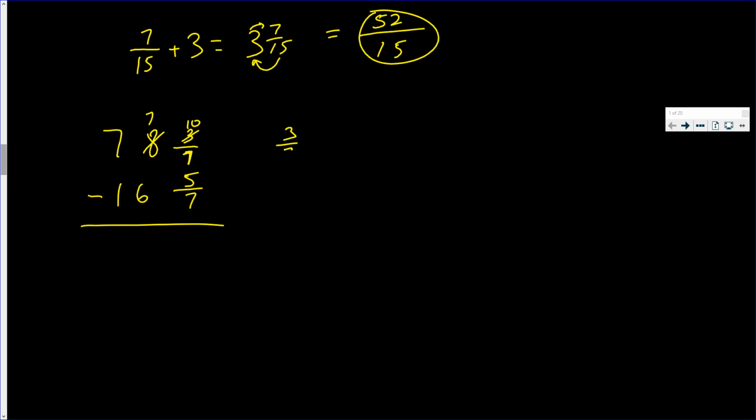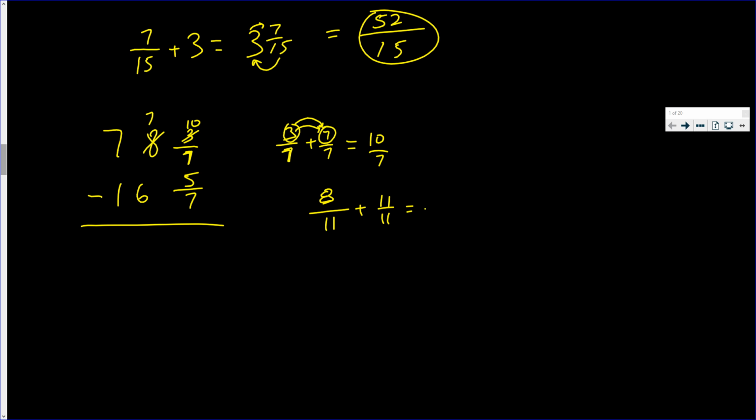Why? Because when you add the 1 you just borrowed, well, what's happening to the numerator? You're adding 7 to what it used to be. And the denominator doesn't change. You're just adding the denominator to the numerator. There it is.